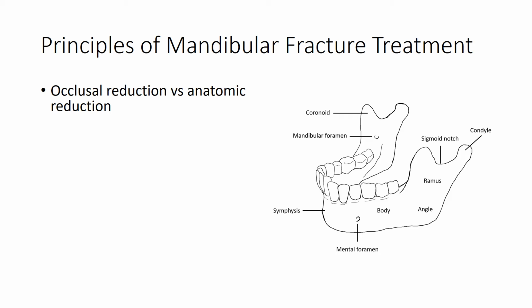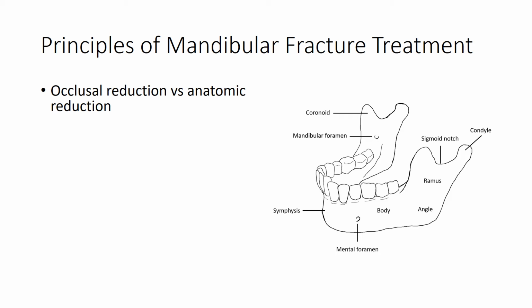Elsewhere in the body, when a bone is fractured, the goal is for anatomic reduction, to put the bones back together exactly as they were. It's a little different with mandible fractures, and the goal is actually occlusal reduction. So what do I mean by that? Many times this involves fixation, either temporarily or for weeks at a time to allow the fracture to heal.